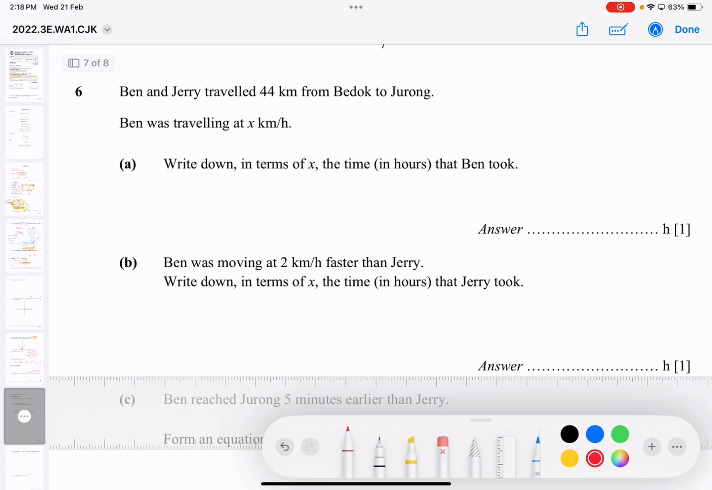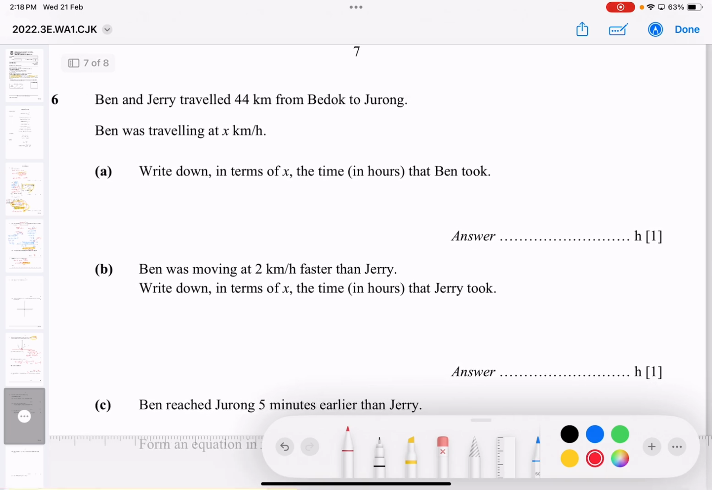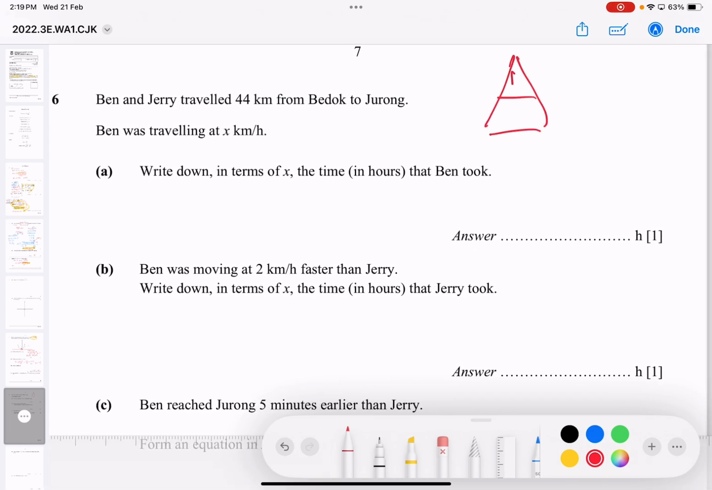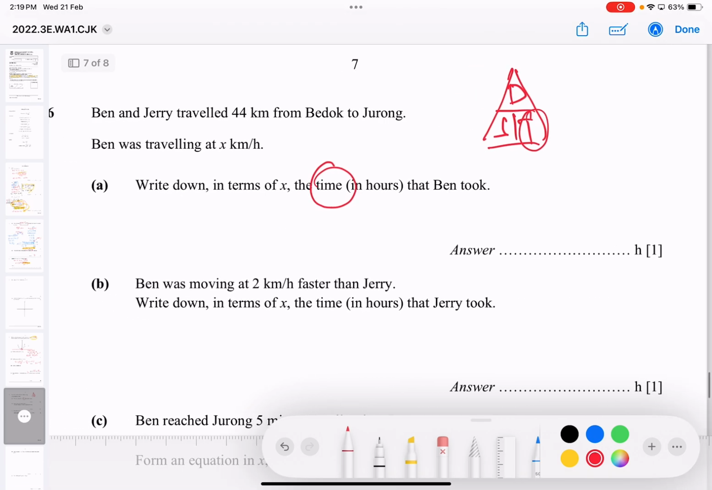Question 6. This one is a distance, speed, time question. If you want to find the time taken, it is the distance divided by the speed. The distance is 44 km. The speed is x. So the time is just 44 over x.